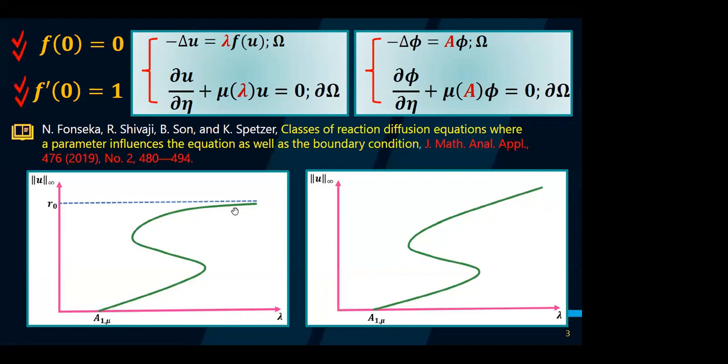Here is an expected bifurcation diagram. Here is the case when R naught is infinite. That means there is no fall in 0. In that case, the sup norm of the solution will go to infinity as lambda goes to infinity. Here, this a1 mu is the principal eigenvalue of this eigenvalue problem, which is the linearized problem associated to our model.